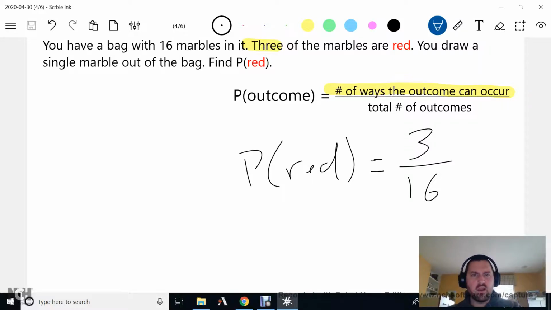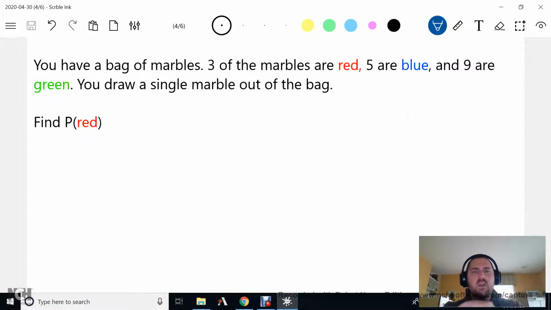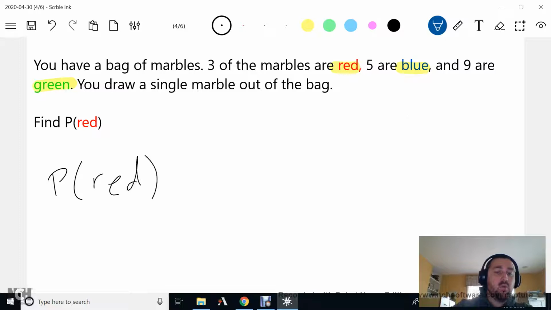So let's look at another quick example. You have a bag of marbles. 3 of the marbles are red, 5 are blue, and 9 are green. You draw a single marble out of the bag. Find probability of red. So again, the logic that we want to avoid is saying, well, there's one, two, three kinds of marbles, and so therefore the probability of red would equal 1 out of 3. That doesn't work because we really want to be thinking about the total number of outcomes.